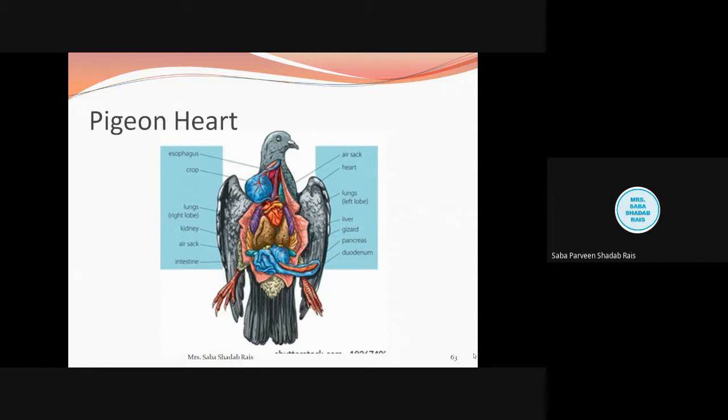So when the metabolic rate is high, definitely the oxygen demand is also high. So they cannot afford the mixing of blood at all. For this reason, the blood is kept separated by the dual pump system. We are going to discuss that dual pump in detail when we talk about the working of the heart. So this is the heart of the pigeon.